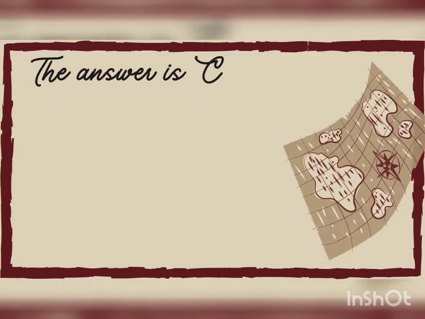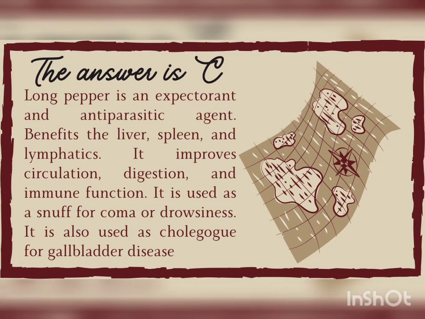The answer is C. Long pepper is an expectorant and antiparasitic agent. Benefits the liver, spleen, and lymphatics. It improves circulation, digestion, and immune function. It is also used as a snuff for coma or drowsiness. It is also used as a cholagogue for gallbladder disease.